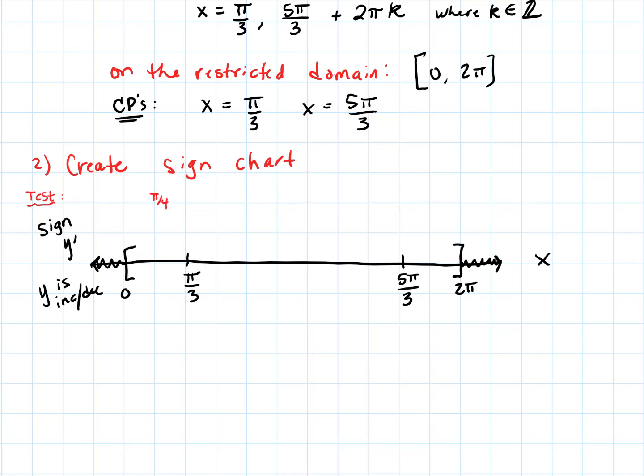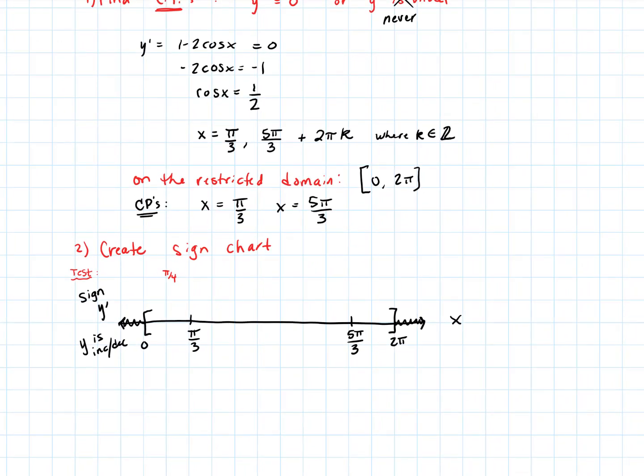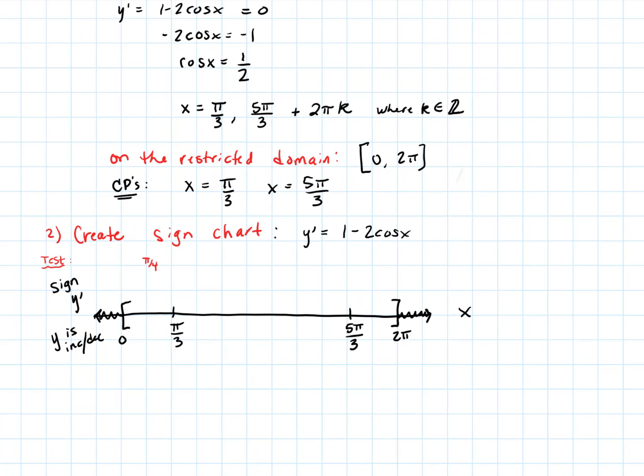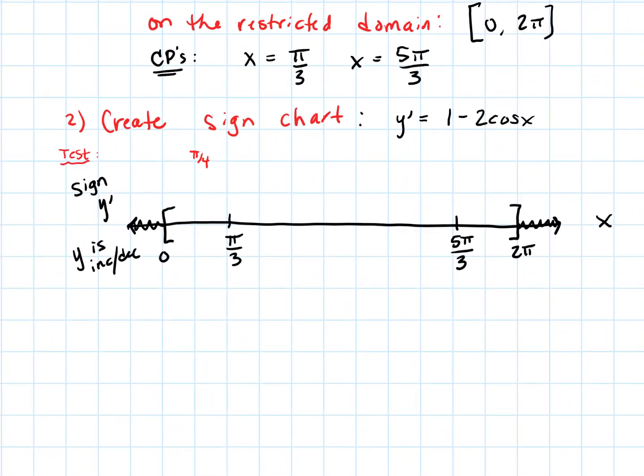And I'm picking one that I can actually plug in. I've actually lost my derivative. It's way up here. So let's rewrite our derivative down here so we have it to look at. So we're creating a sign chart for y prime equals 1 minus 2 cosine of x. So if I pick pi over 4 and plug it in, and again, I'm just looking for the sign here, then y prime becomes 1 minus 2 times root 2 over 2, which is just 1 minus root 2. I'm going to write that down so that you can see that.